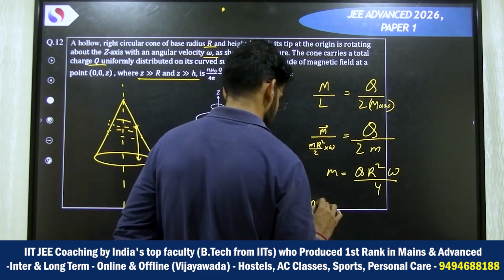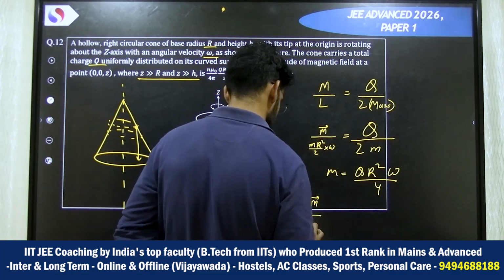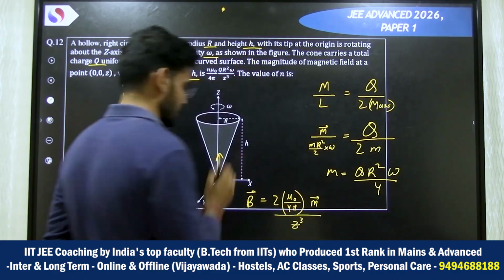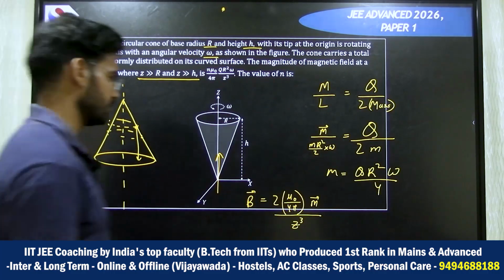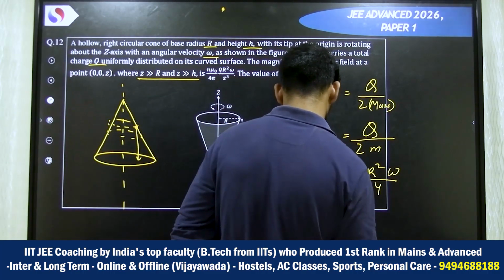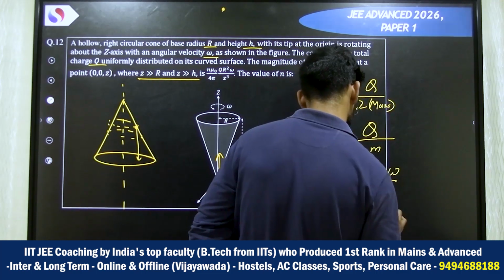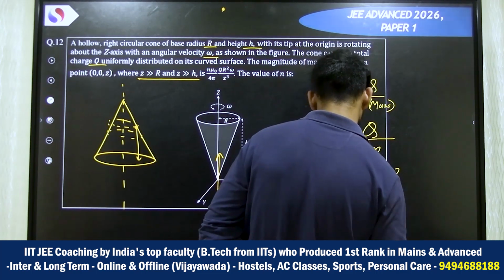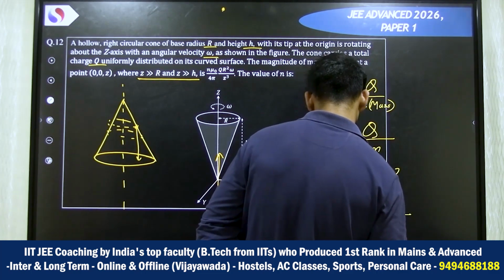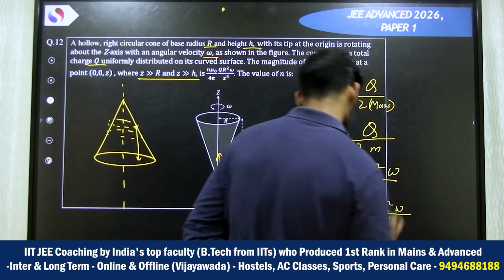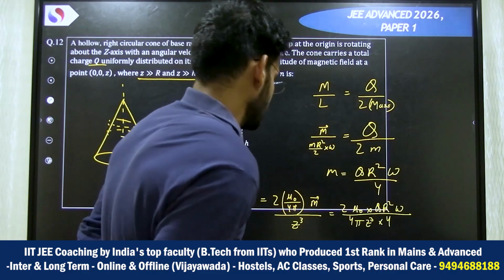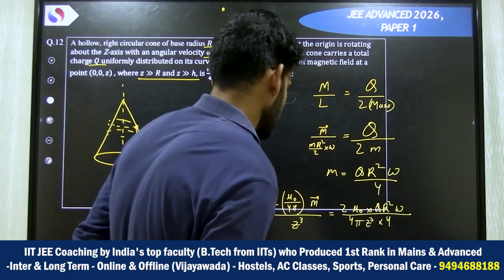2k m by z cube, right? That's the z r cube right now. So here if you put the value, that's 2 mu naught, and the numerator is q r square omega, and the denominator is 4 pi z cube into 4, right? So this will be 4 to 8, right?